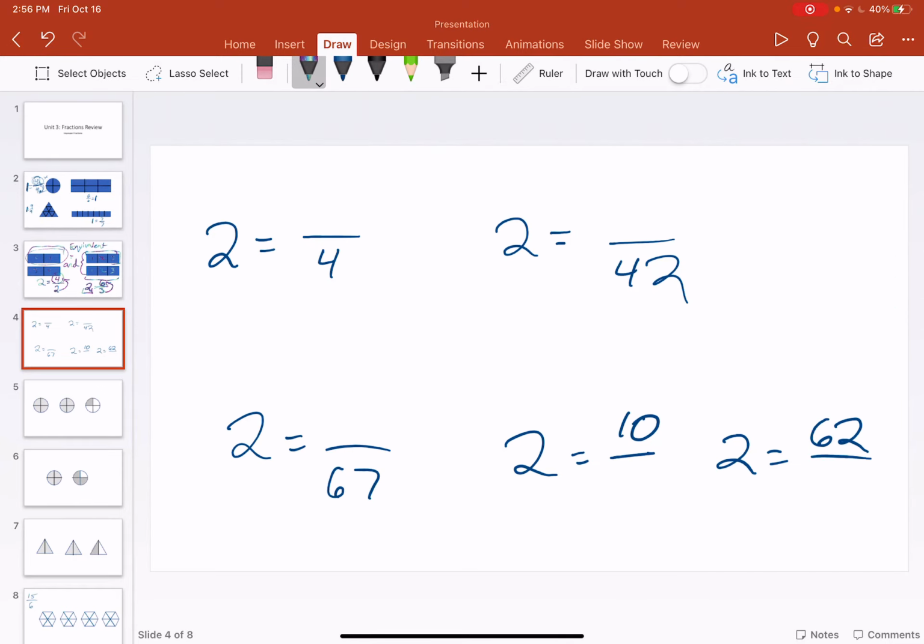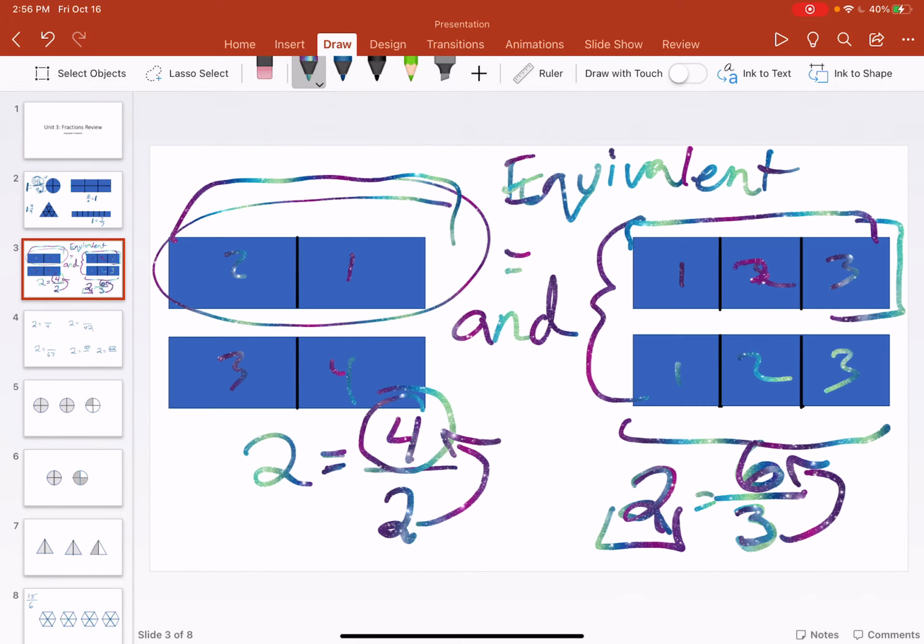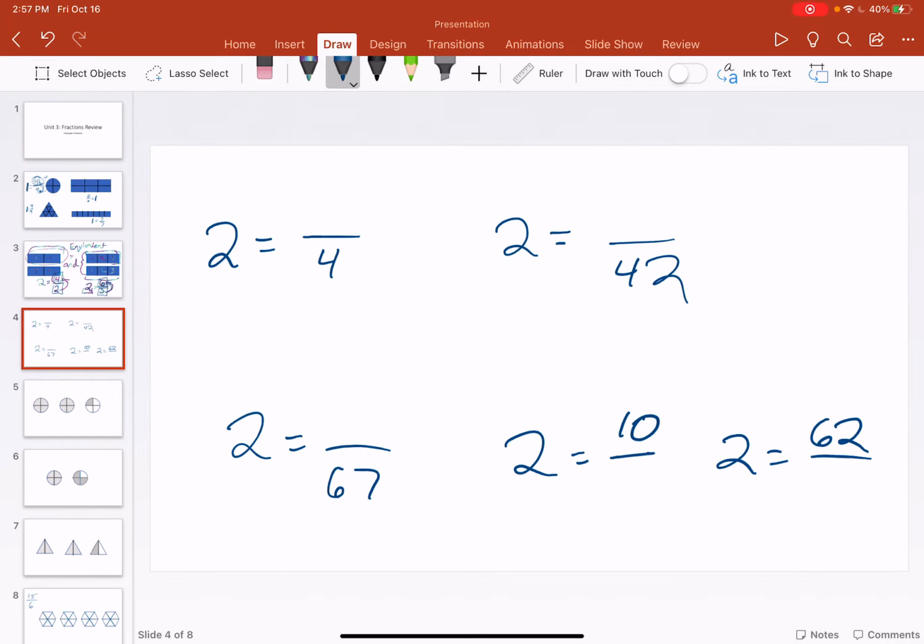I want you to pause the video, and I actually want you to do these. If we look here at this bottom number and compare it to the top, and this bottom number and compare it to the top, the top number is double the bottom number in both of these cases. And that is going to be true with all whole number fractions that equal 2.